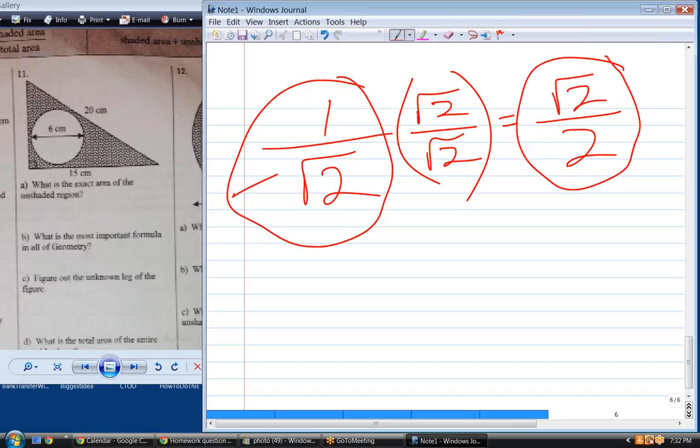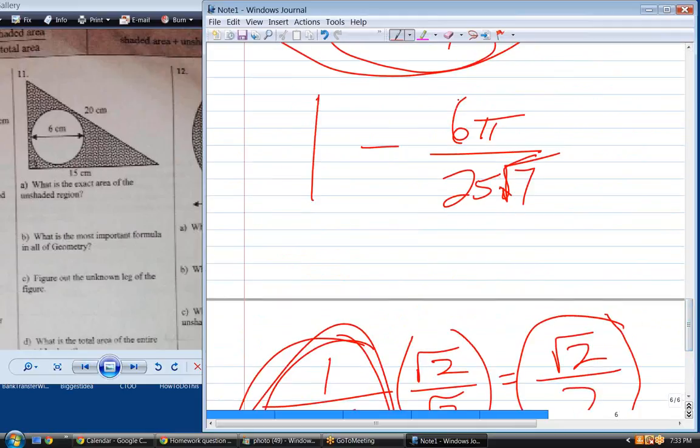I don't know if it's because the mathematicians all just decided that they would never allow an irrational number in the denominator, but you don't want to give this as an answer ever. And our answer suffers from that. It's got this root 7 in the denominator. So how can we fix that?